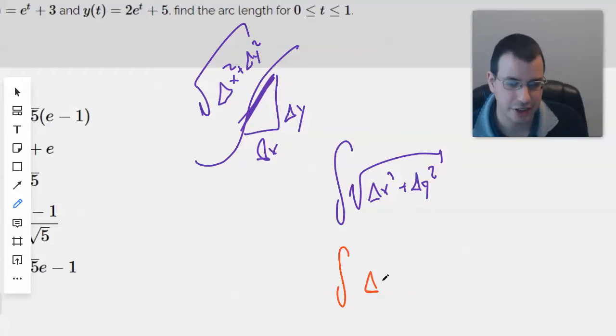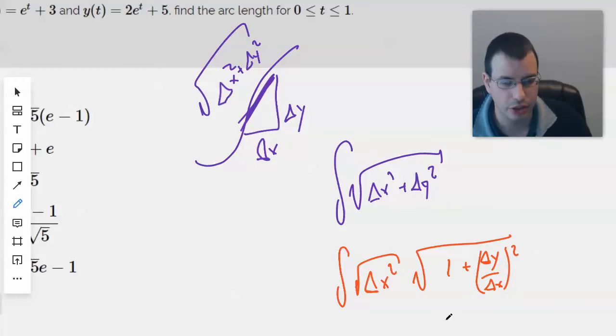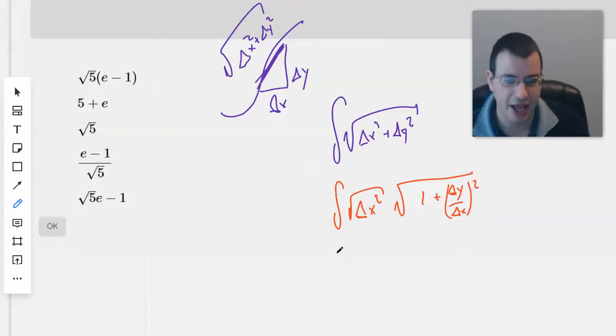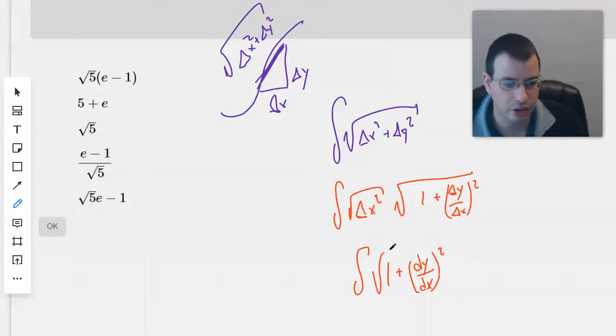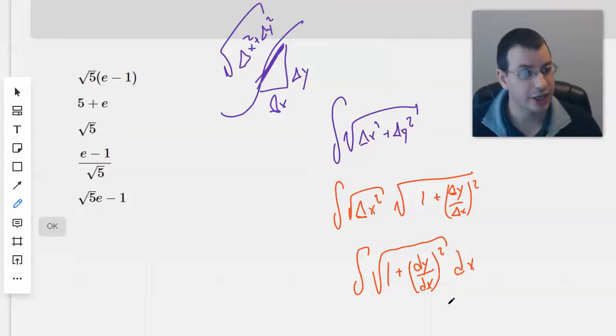Which then gives us the square root of dx squared, times 1 plus dy dx quantity squared, which then simplifies to the actual formula, which you probably have memorized. But if you don't, that's fine too. The integral of the square root of 1 plus dy dx squared dx. Okay, so what we first need to find is dy dx, and then we need to find dy dx squared.